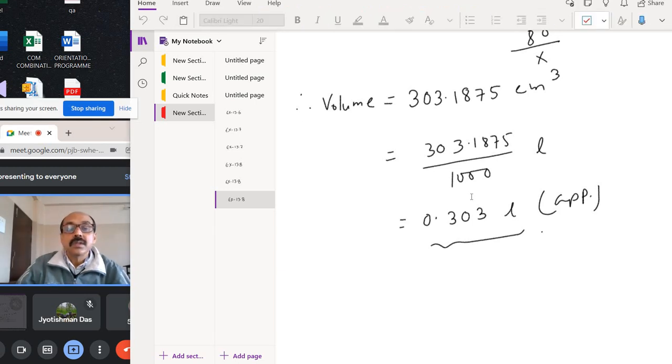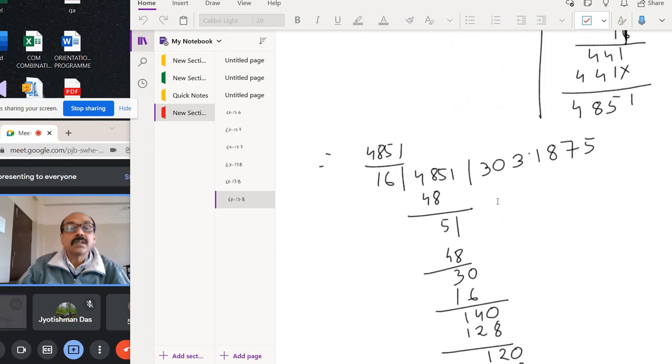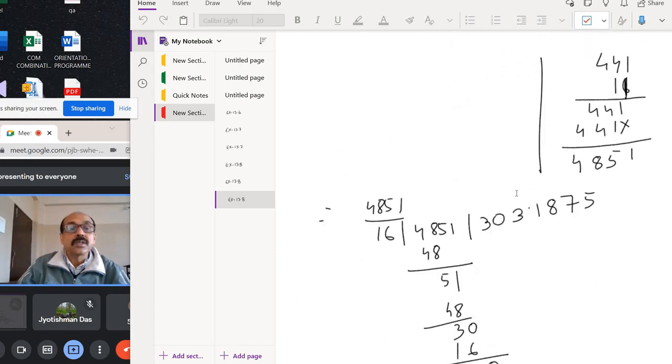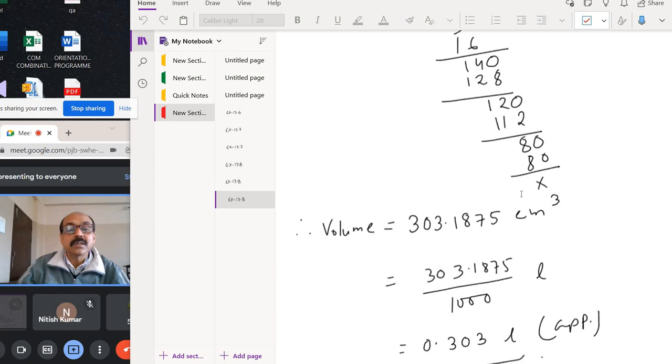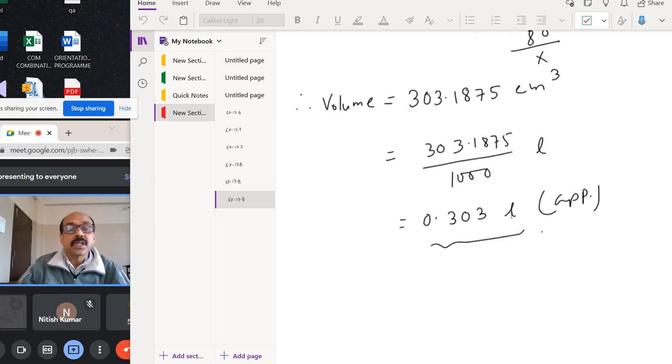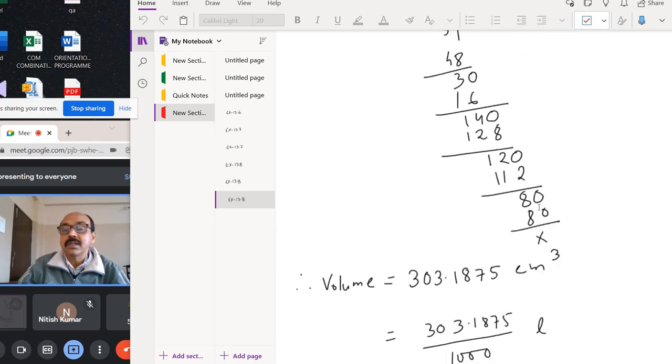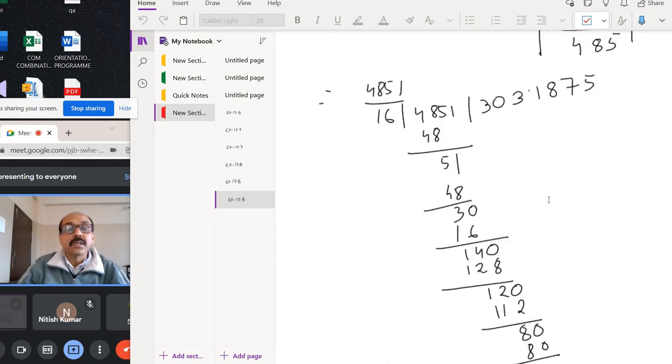See, this question completed. The answer: convert centimeter cube to liter, divide by 1000, 0.303 liter.